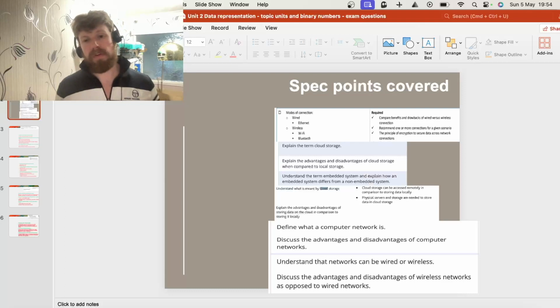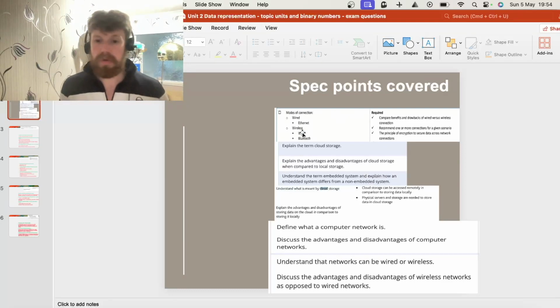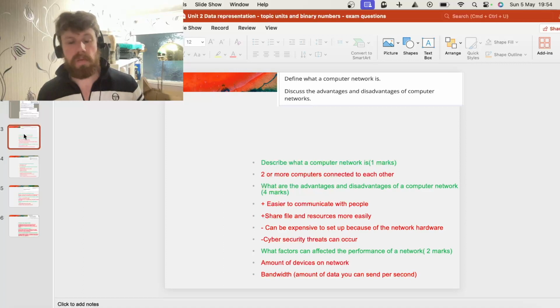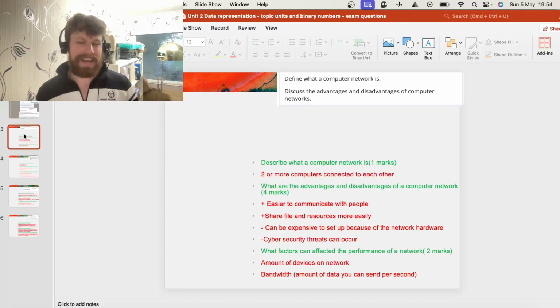We're going to be particularly focusing on cloud storage, wider wireless networks, and also computer networks and the advantages and disadvantages of these. So the first thing is describe what a computer network is. Two or more computers connected to each other. It should also be noted that a standalone computer is a computer that isn't connected to any other devices.